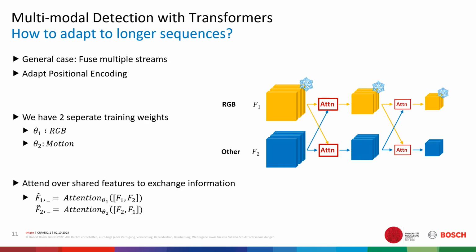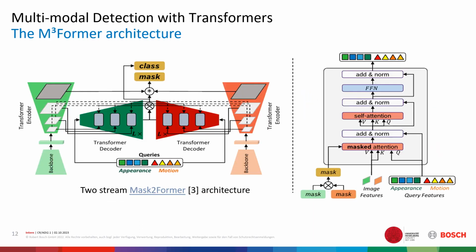We use a two-stream architecture where we have two separate training weights for motion and appearance. As is common, we freeze the appearance branch after pre-training on COCO to preserve general object appearance knowledge. Both streams can then exchange information via the attention mechanism. We base our model on the recent state-of-the-art Mask2Former architecture. It is an encoder-decoder architecture. Since we extended it to multiple modalities, we call our framework Multimodal Mask2Former, or in short, MCube-Former.